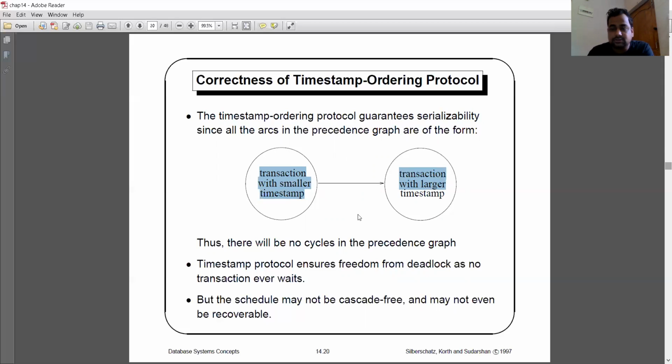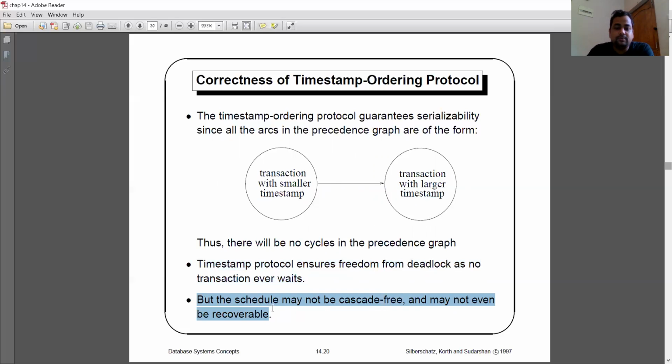This is the condition of serializability in the precedence graph. The graph should not contain a cycle. Since all the transactions with the smaller timestamp have an arrow to the larger timestamp, there should not be any cycle, hence it guarantees serializability. Again, the timestamp protocol ensures freedom from deadlock. Why? Since all the transactions with the smaller timestamp are executed first, then the larger timestamp will be executed. Hence, no one has to wait.